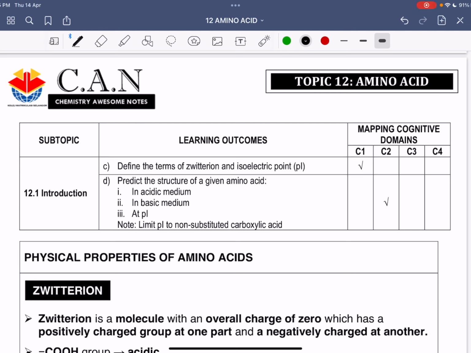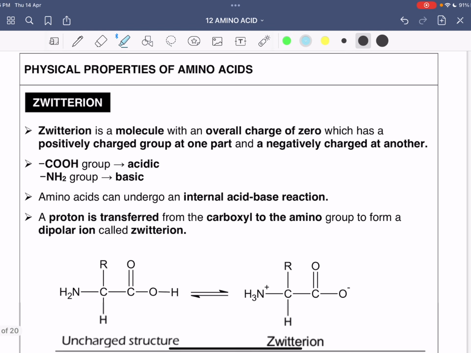Okay, let's continue with the introduction of amino acid. Now in this video, you are going to learn about what is zwitterion and what is isoelectric point. After that, you're going to predict the structure of a given amino acid in acidic medium, in basic medium, and at pI or at isoelectric point. Okay, so let's take a look.